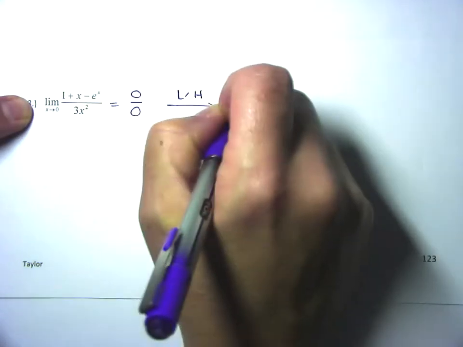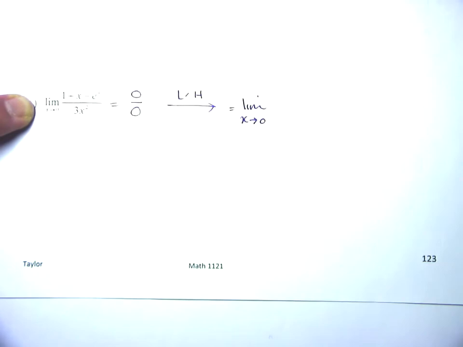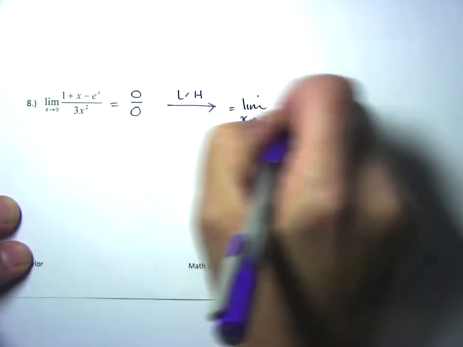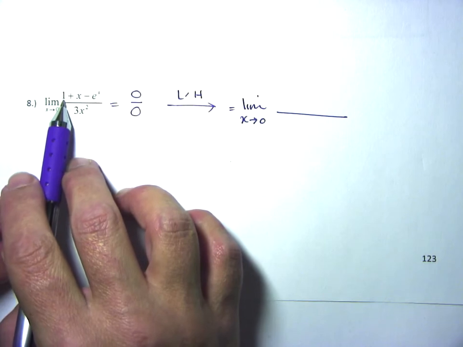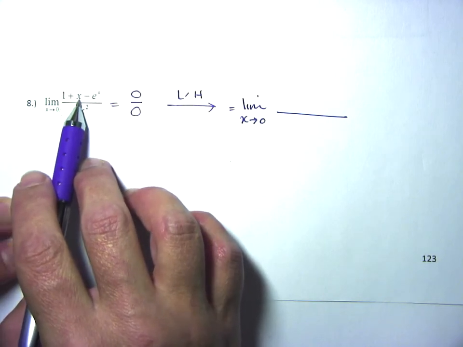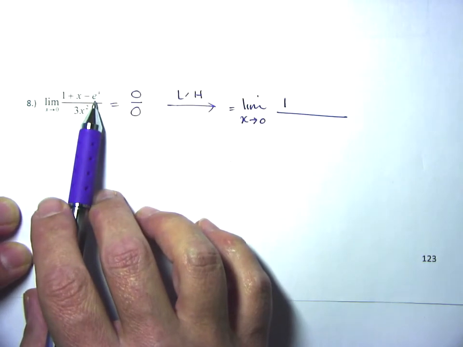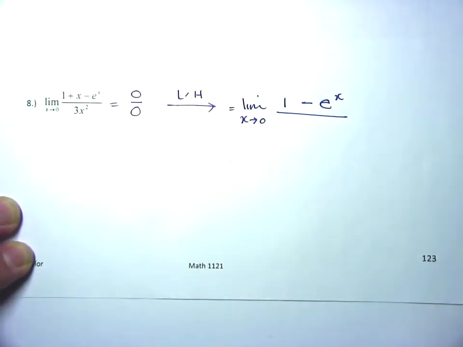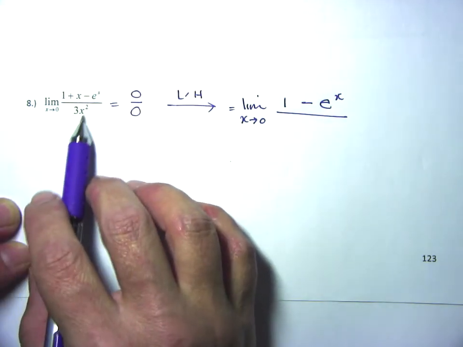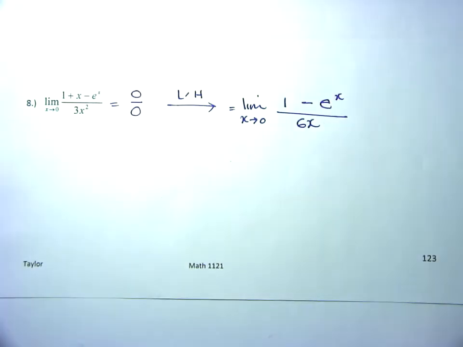So this limit will be equal to the limit as x approaches 0. Let's take the derivative of the numerator. Derivative of 1 is equal to 0. Derivative of x is equal to 1. And derivative of e raised to the power x is e to the power x. In the denominator, the derivative of 3x squared is equal to 6x.